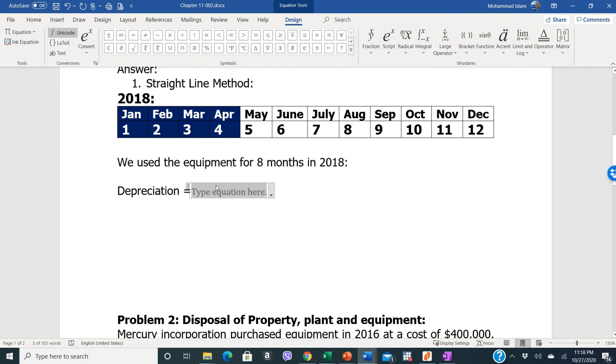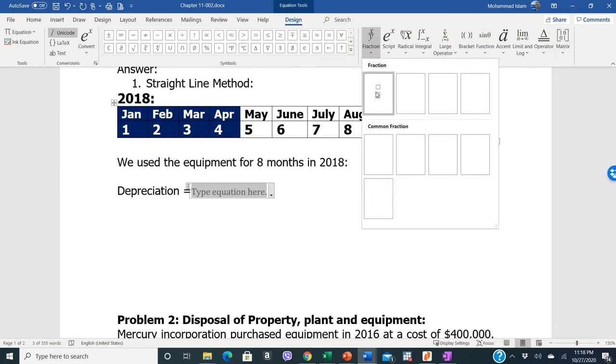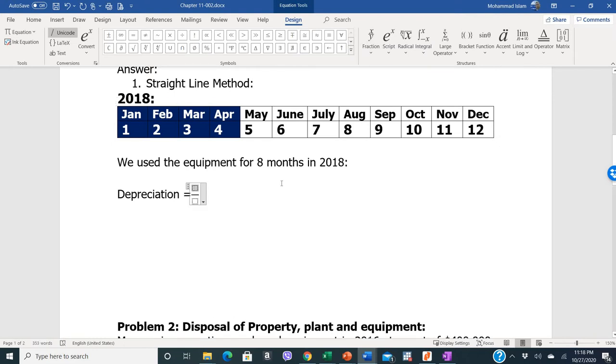So depreciation would be equal to the depreciable value, which is the original cost of 260,000 minus the residual value of 20,000, divided by the useful life in number of years, which is 6. So the full year depreciation is 40,000. Okay, 40,000 per year depreciation.